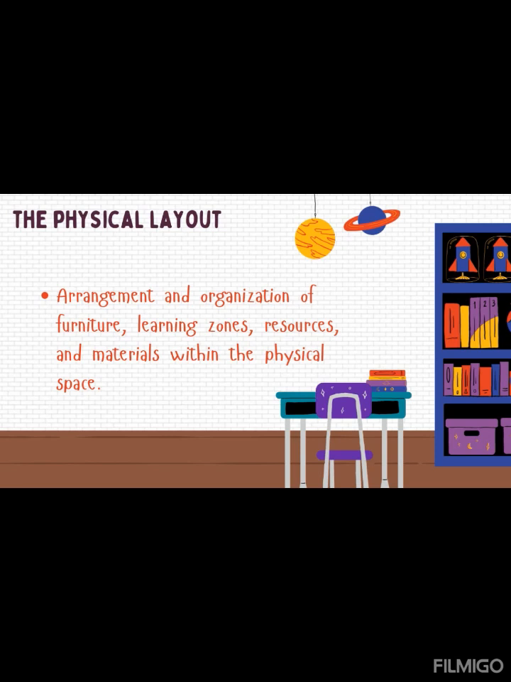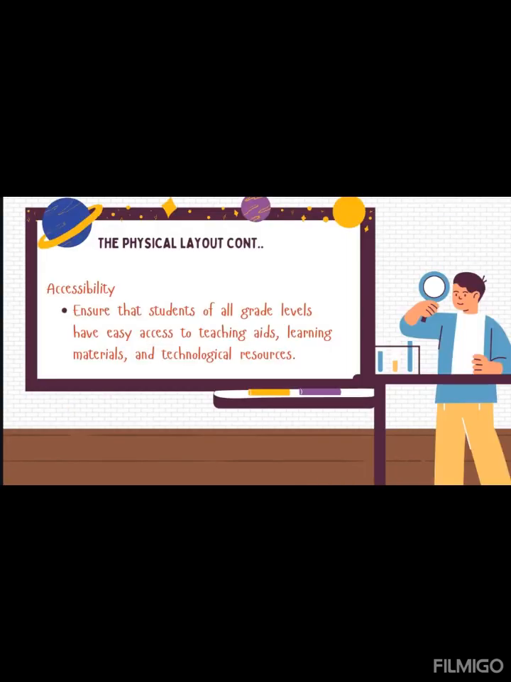The physical layout of a multigrade classroom refers to how we arrange and organize our furniture, learning zones, resources, and materials within that physical space. It involves considering factors such as accessibility, flexibility, and accommodation of diverse activities and age groups.